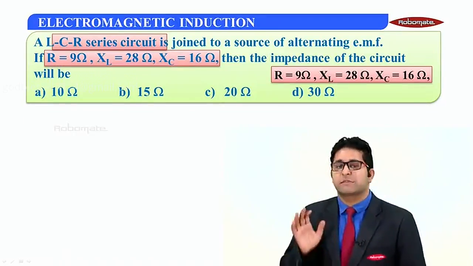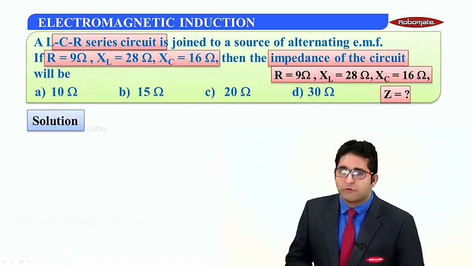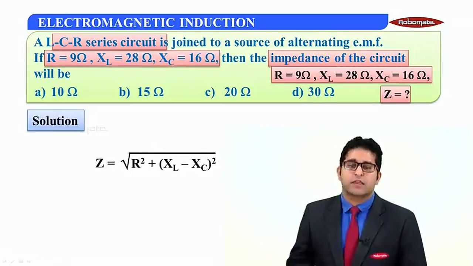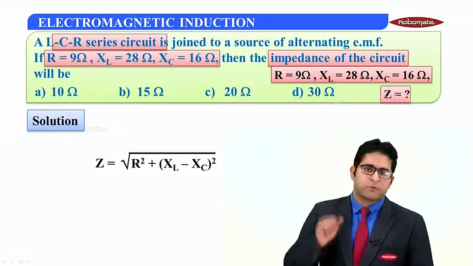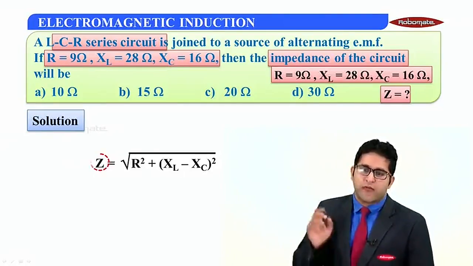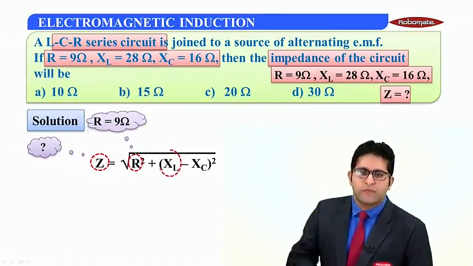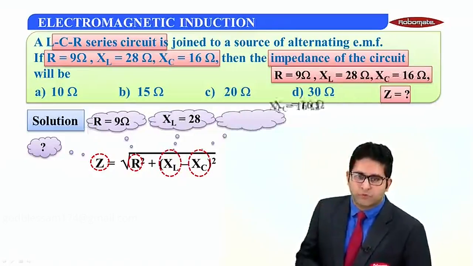And this impedance is represented by the symbol Z, and we know the formula for Z. What is the formula for Z? Z is nothing but equal to square root of R square plus in bracket XL minus XC the whole square. Now see, we are provided with the values of R, XL and XC, so here we are supposed to find out the value of Z. The value of R is 9 ohms, right? The value of XL is 28 ohms and the value of XC is 16 ohms over here, right?